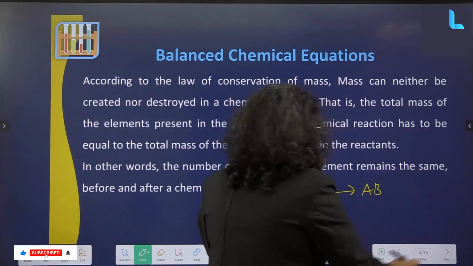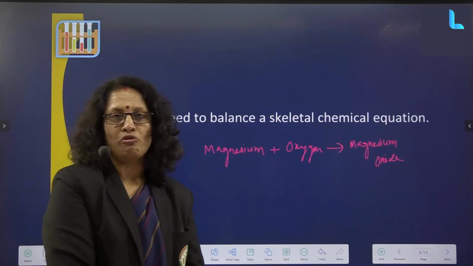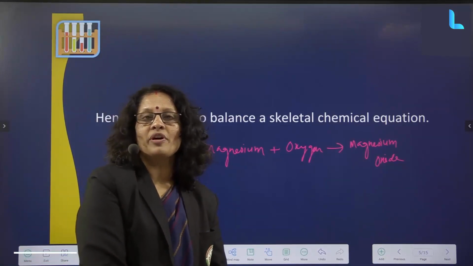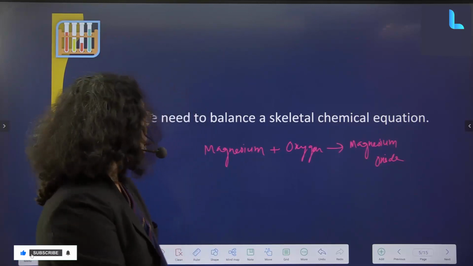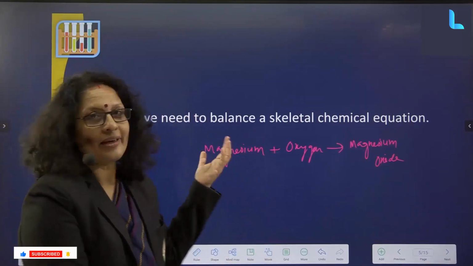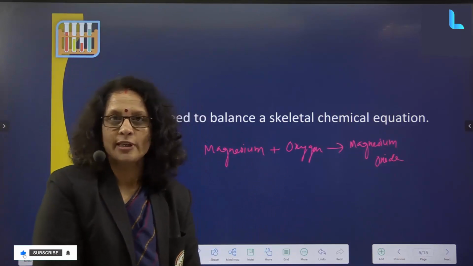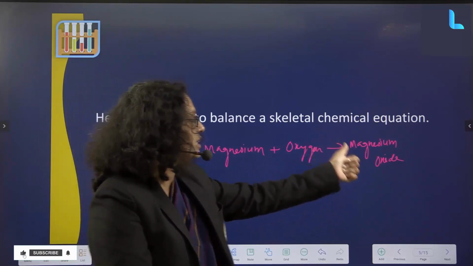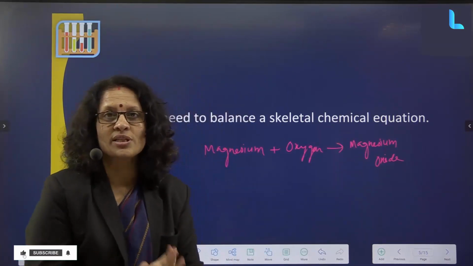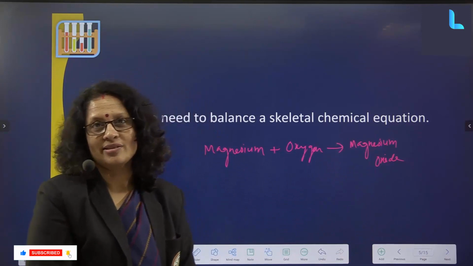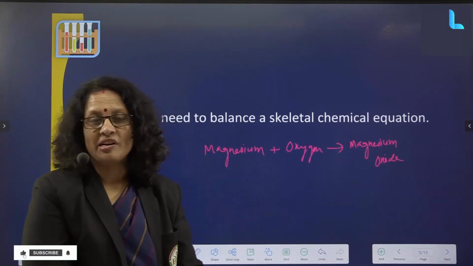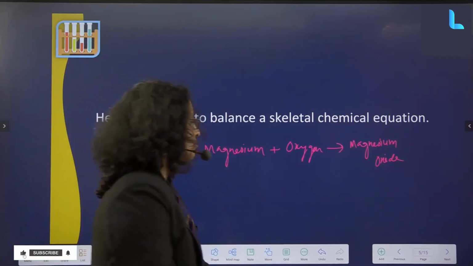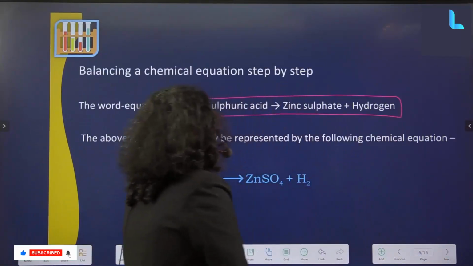And why do we need to balance? Because according to the law of conservation of mass, the number of atoms used on the reactant side should equal the number of atoms produced on the product side. So here we need to balance a skeletal chemical equation. A word equation is called a skeletal equation. Here magnesium ribbon, an element, is burned in the presence of oxygen and gives magnesium oxide. That complete process can be described in just one sentence in a skeletal equation. If we further write this in the form of formulae, it will be a further condensed form. So that will be the better option. Let's see how it works.